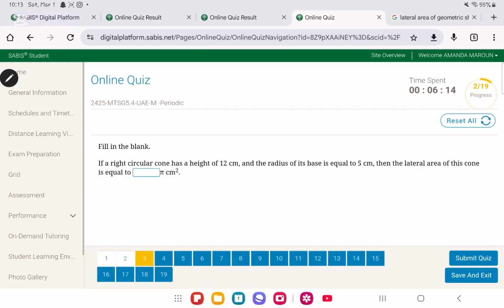In question number 3, it says, if a right circular cone has a height of 12 centimeters and the radius of the base is 5 centimeters, then they need the lateral area of this cone. Very simply, first of all, let us draw to imagine what we are dealing with. We have a cone, and it's a right cone. It will look something like this, okay?